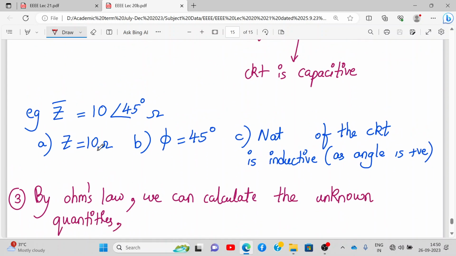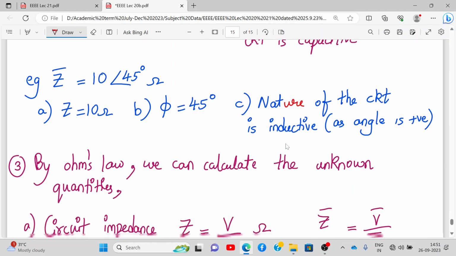Let me show you directly. Z will be 10 ohms. What will be phi? 45 degrees. The nature of the circuit is inductive because the angle is positive. If the angle is negative, it is a capacitive circuit. These are small clues which you should know.